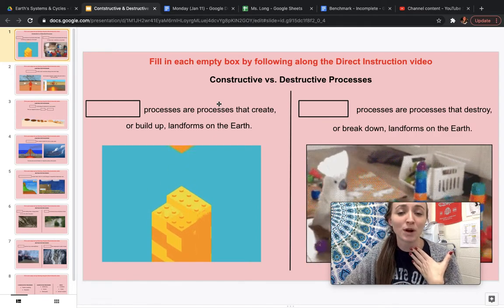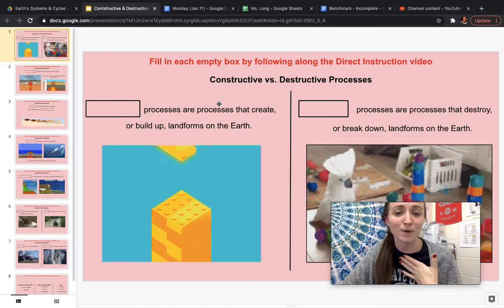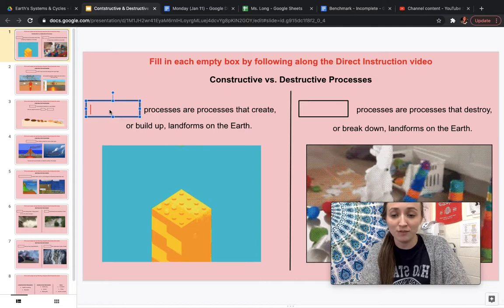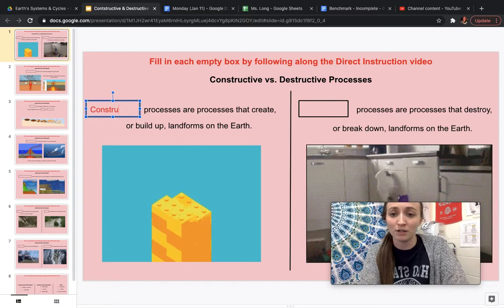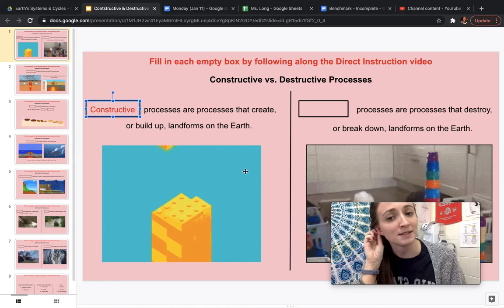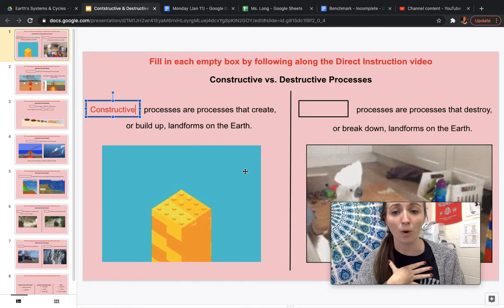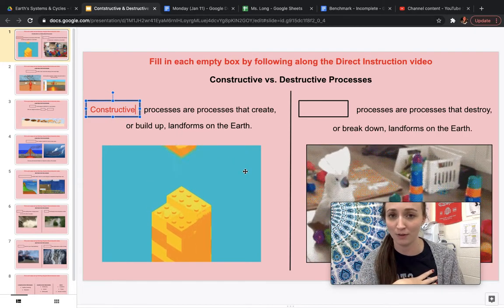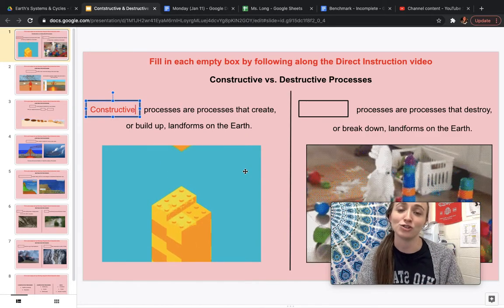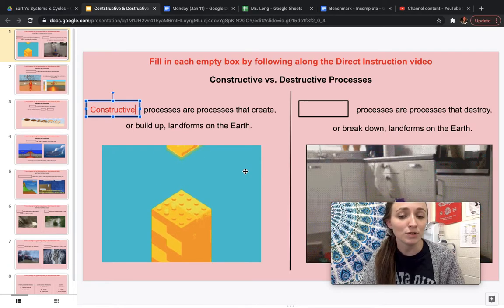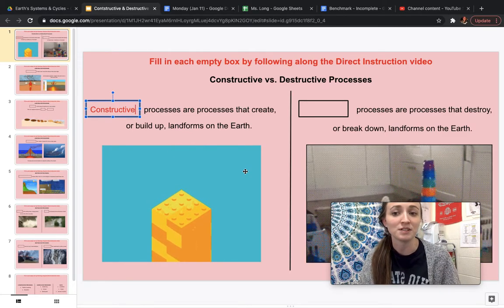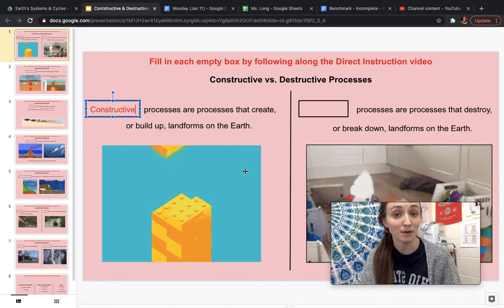So we have processes that are called destructive and processes that are constructive. So those constructive processes are processes that are just going to create or build up landforms on the earth. So anytime new land is being made on earth, that is a constructive process. That's easy because you can think of construction workers. They build things. So if it's constructive, something is being built up.